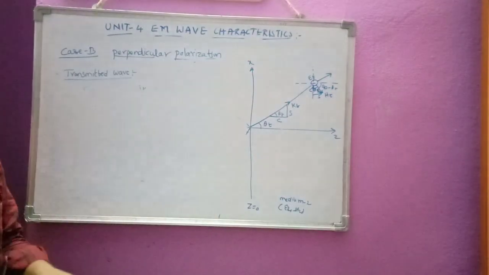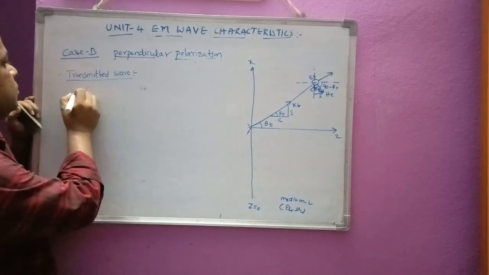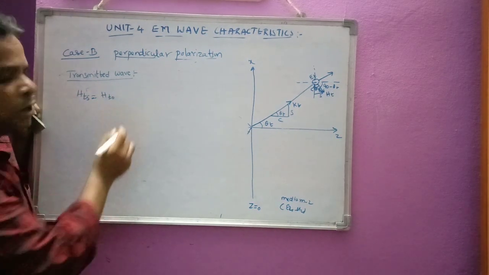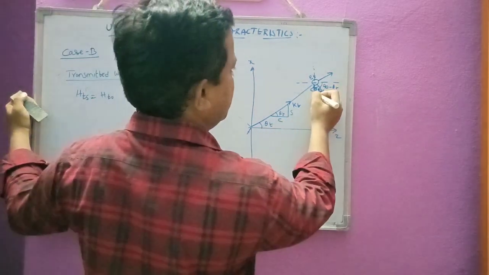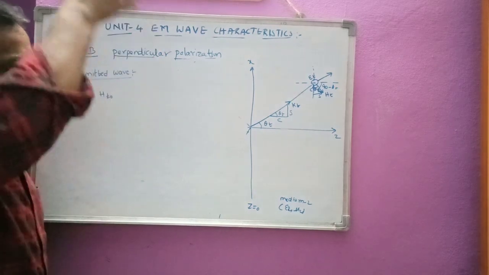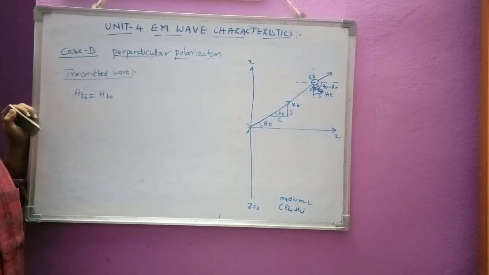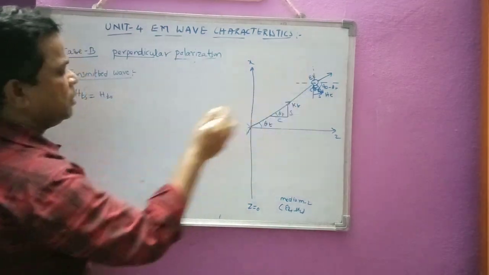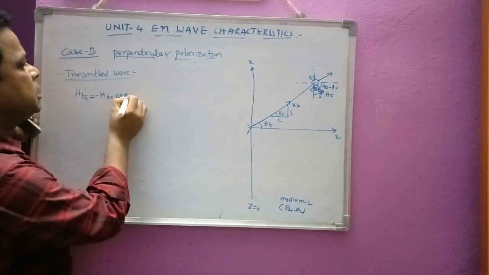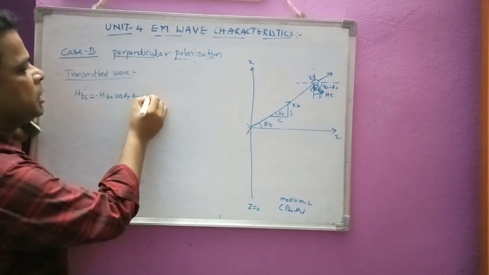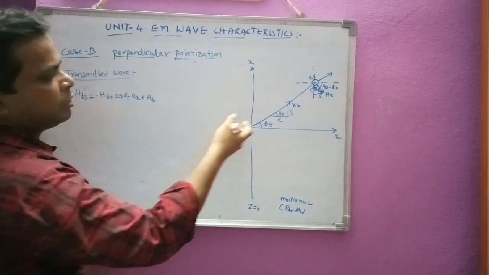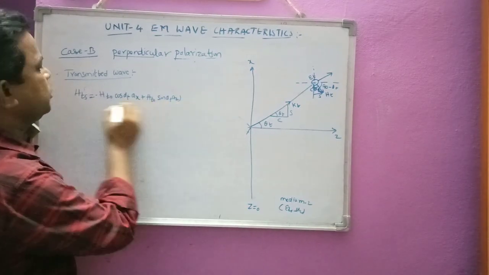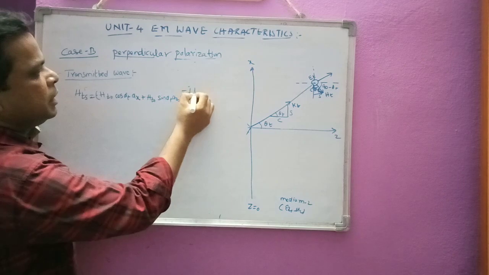The magnetic field equation is going to be the same form, that is HTS is equal to HT naught, and it is resolved into two components, cosine component and sine component. The cosine component is along the negative x direction and the sine component is along the positive z direction. I can write minus cos theta t ax plus HT naught sin theta t az into e power minus j kt dot r.